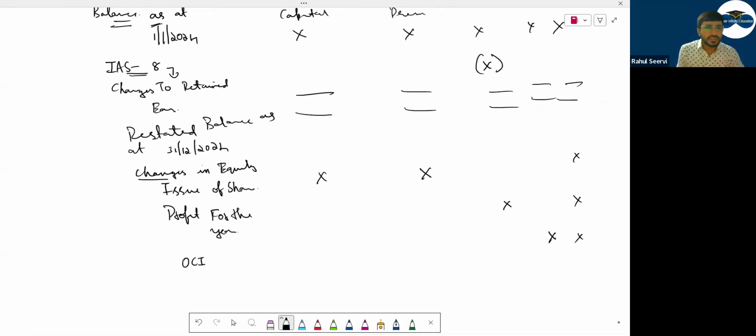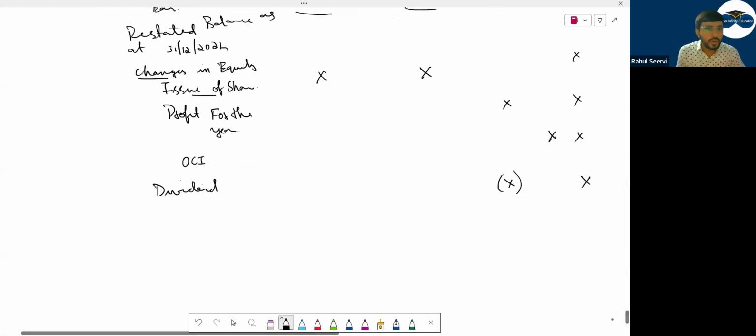Now when you pay dividend, can I say the company is paying dividend from retained earnings? So I will reduce the retained earnings. Then everything is same. Then coming to one more thing, transfer from revaluation surplus to retained earnings.